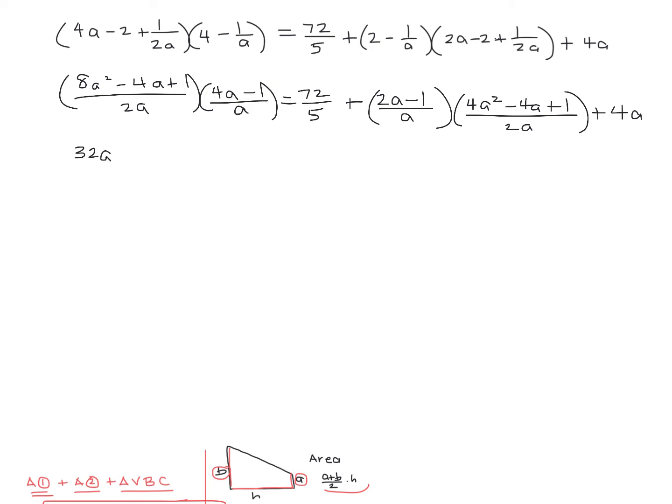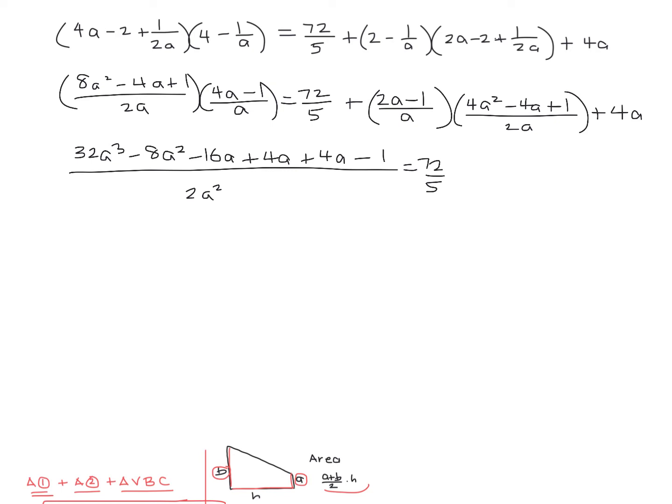So 32a to the power of 3 minus 8a squared minus 16a plus 4a plus 4a. Hopefully I haven't made any mistakes. Minus 1, and then all over 2a squared. This side, 72 over 5, that doesn't change. And then neither does that 4a. And then when you expand this guy, we're going to get 8a cubed minus 8a squared. Oh boy. Plus 2a minus 4a squared plus 4a minus 1 all over 2a squared.